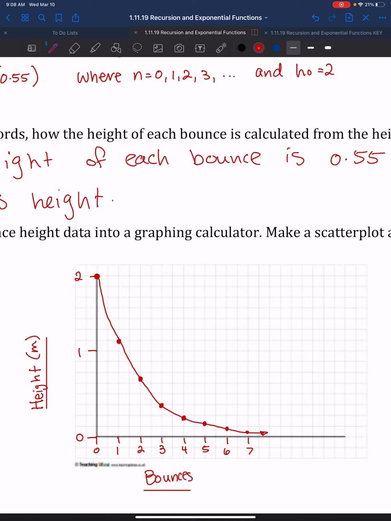And as you go on, I mean, you've seen a ball before. When you drop it, it bounces, and it bounces for a little bit, and then it starts to stop bouncing as high, and then it just hits the ground. So this is the height that is following.